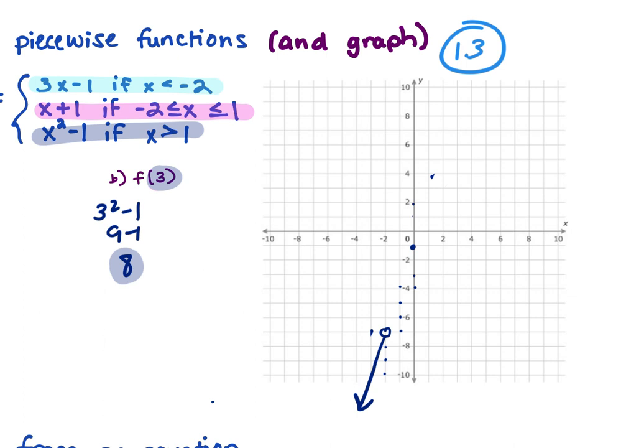The other way to have found that is plug in points. If I had plugged in negative 2, I would have gotten negative 7. That's where that point comes from. And then if I had plugged in negative 3, I would have gotten negative 10, and that's where that point comes from. You get to choose how you do that.